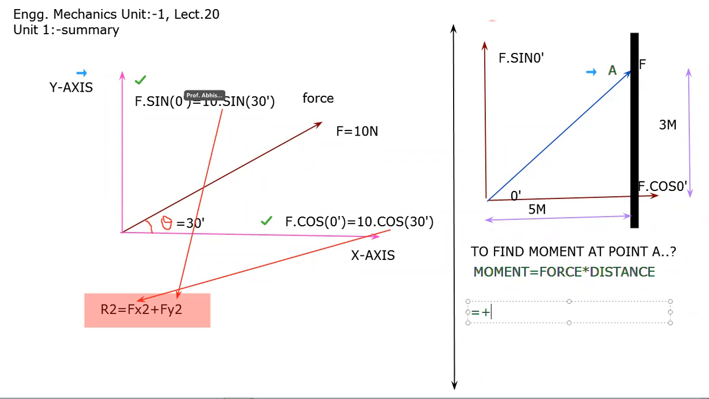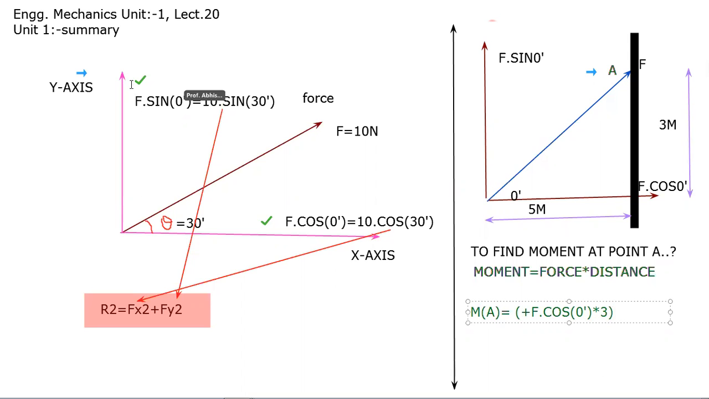So what are you calculating? You are calculating the moment at point A. So the first moment will be positive F cos theta multiplied by 3 meter. 3 meter is the perpendicular distance. Now remember, the distance must be perpendicular.